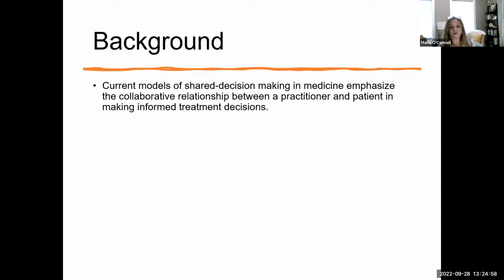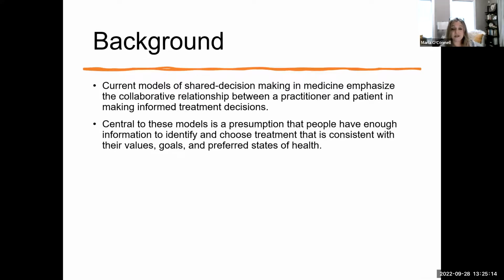So we've gone over this a little bit, but the background to the study was that the current models tend to emphasize this collaborative relationship between a practitioner and a patient in making informed treatment decisions. Central to these models is the presumption that people have enough information to identify and choose treatment that is consistent with their values, goals, and preferred states of health. And that information is not all stuff that can be provided from the physician or the provider. That also includes being able to identify and know what's most important to you.